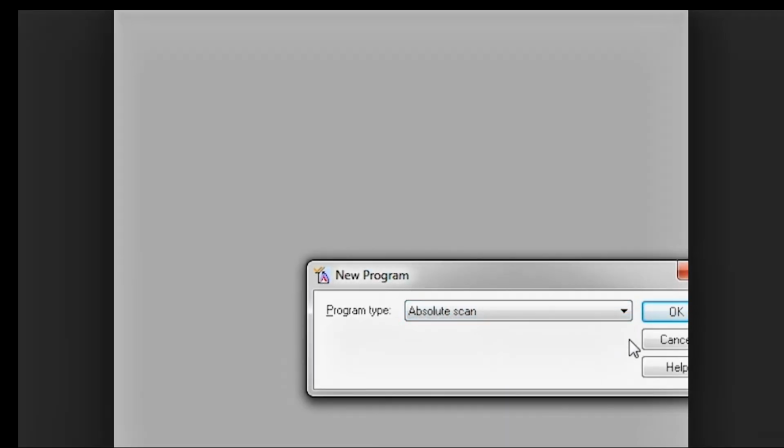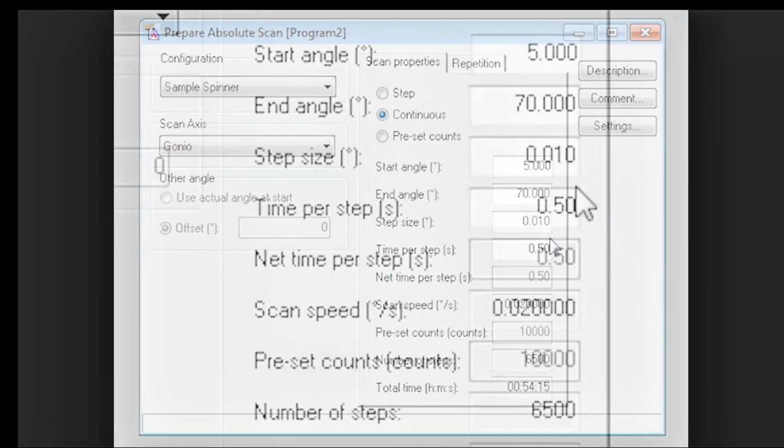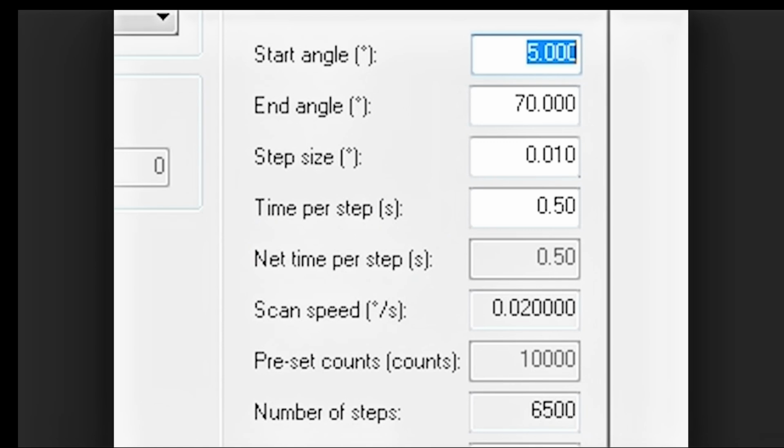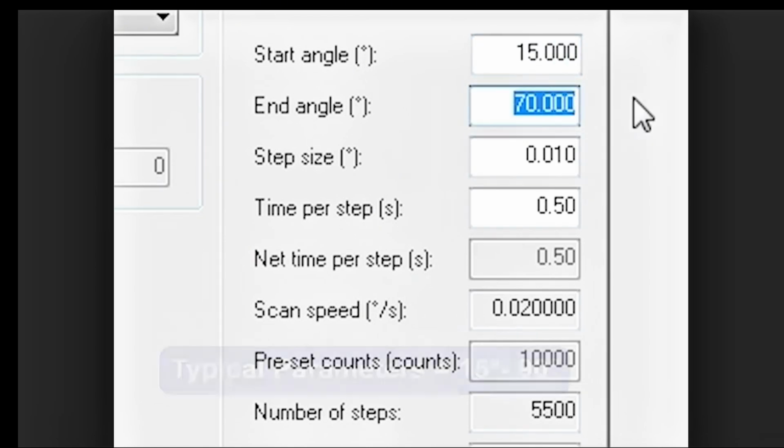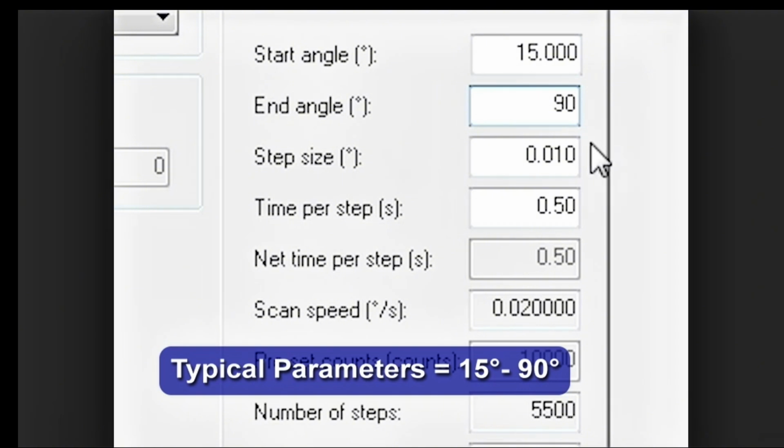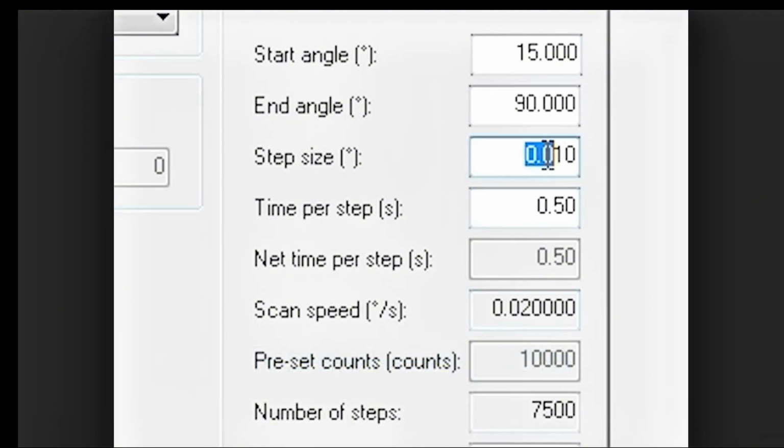Now it is time to choose the acquisition parameters. First, select the angle range for the XRD scan. Typically, the range goes from 15 to 90 degrees. Then, select the degree step size as well as the integration time at each angle scanned.